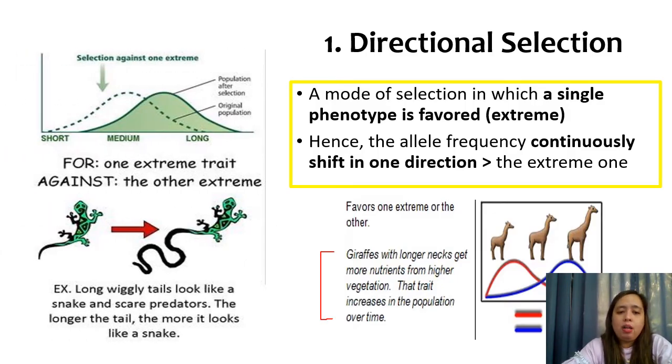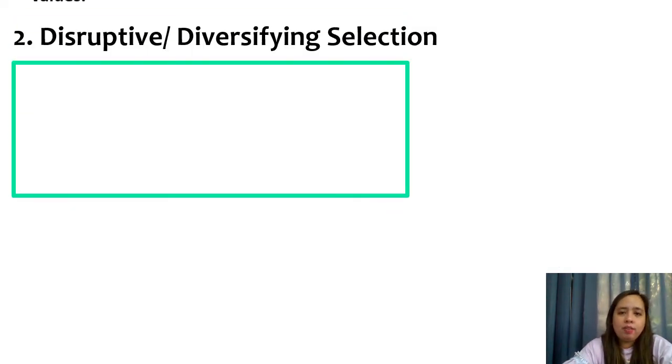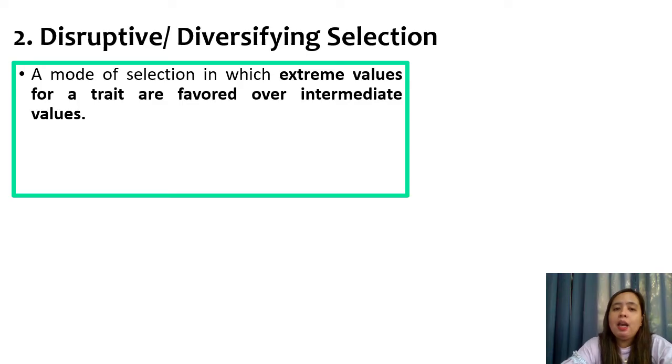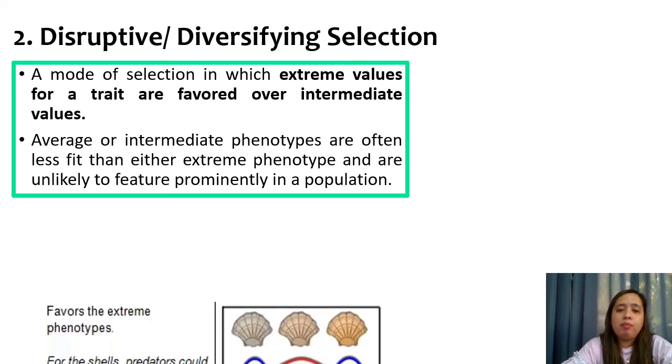Another one is the example we had earlier. Then we have the disruptive or the diversifying selection. This is when extreme values of the trait are favored over intermediate ones. So average or intermediate phenotypes are often less fit than either extreme phenotype.